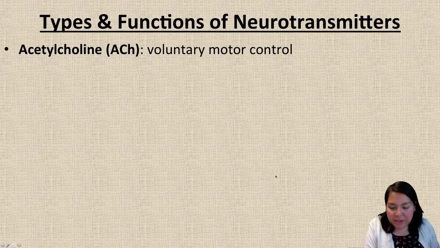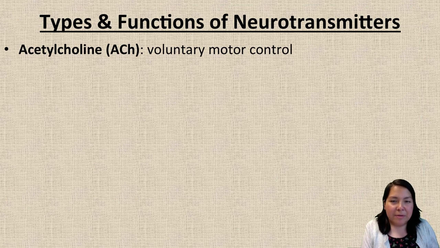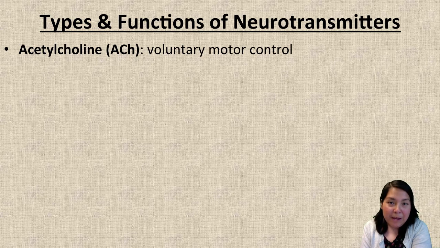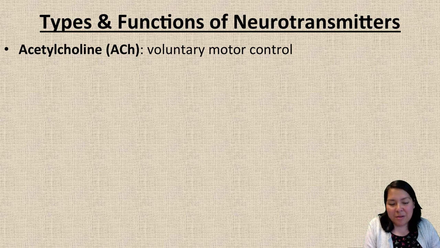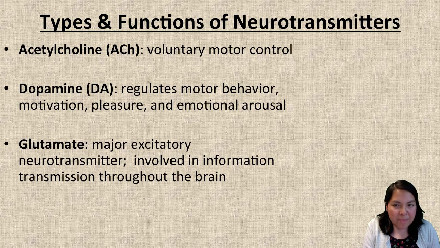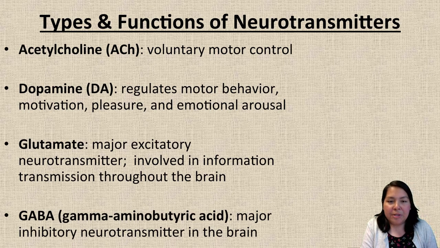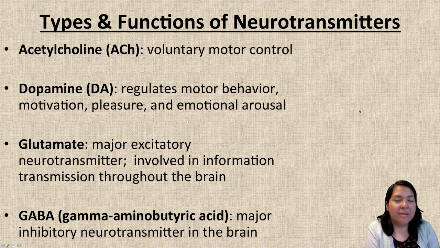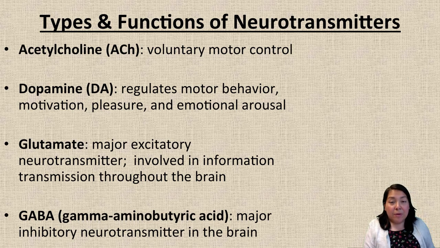Here we talk about the different types of neurotransmitters that we have within our bodies, and also the function of those neurotransmitters. Here we have four neurotransmitters. The first one is acetylcholine, and this has to do with voluntary motor control.